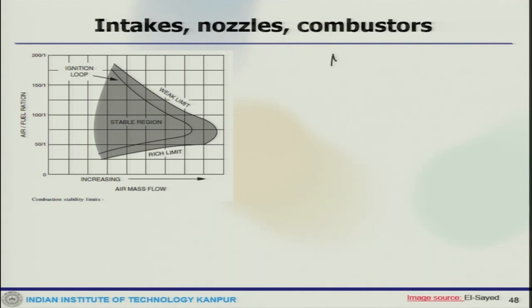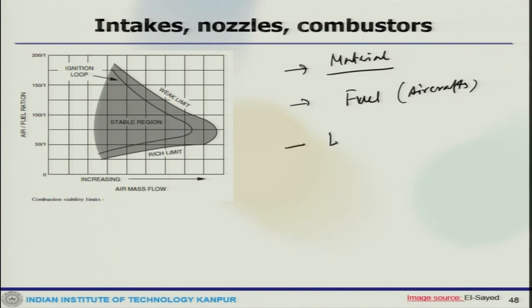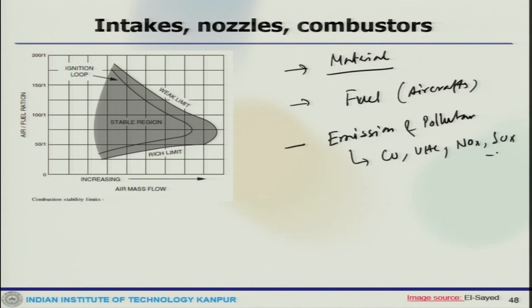Then obviously there are other aspects like the material, because the combustion chamber has to withstand high temperature. You need proper materials to withstand that temperature, especially the chamber material and the liner materials. Then there are the fuels, or aircraft fuels; different kinds of fuels are used, which is also important because every fuel has its different burning capability. Another important aspect of combustion chamber design is emission or pollutants. The design should be such that emissions like CO, unburned hydrocarbons, NOx and SOx are reduced as much as possible. But these components are all connected with the kind of fuel, the kind of mixing that takes place, and the kind of combustion you have.